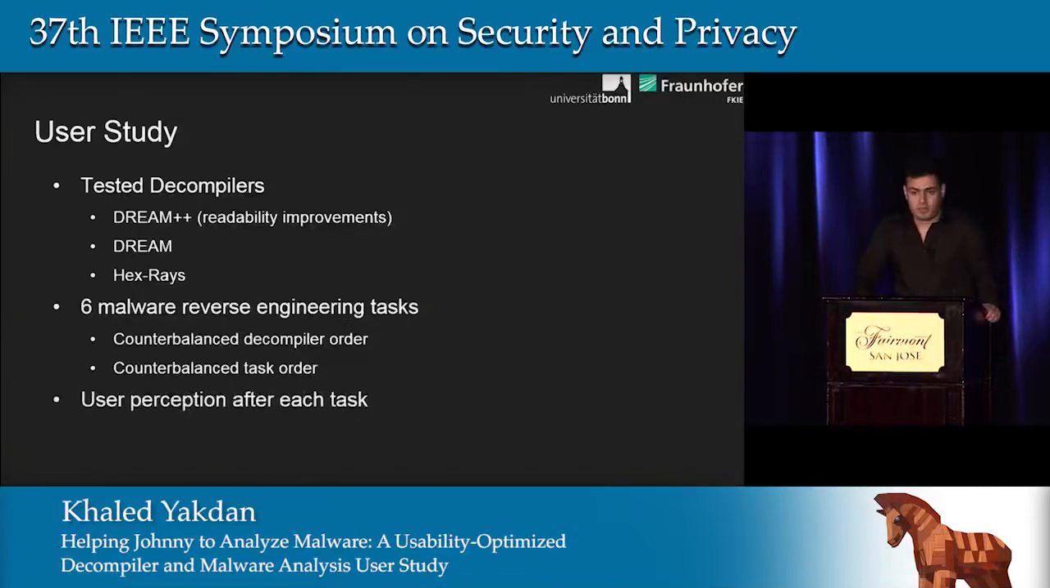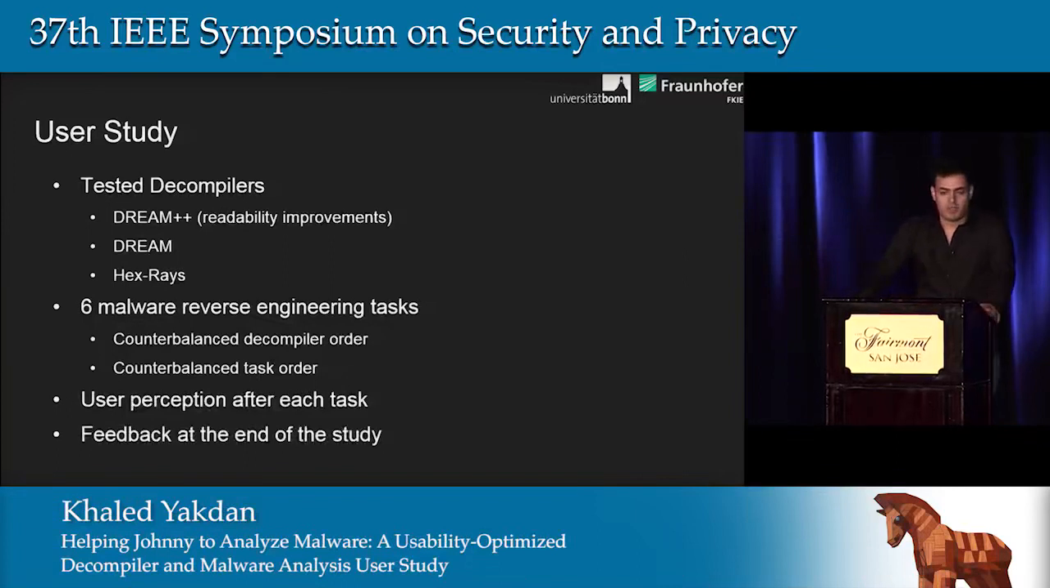To measure user perceptions, after each task we asked the participants a few questions regarding the usability or readability of the code. At the end, we showed them the decompiled output generated by all decompilers and asked them to give a rating for each of the three decompilers. At all stages in the study, we didn't tell participants which decompiler was used for any of the tasks, in order to have unbiased results.